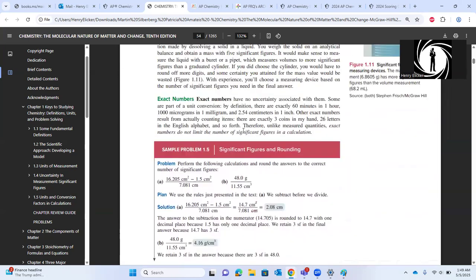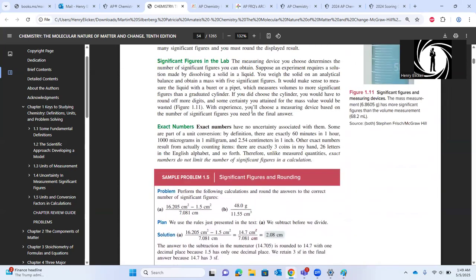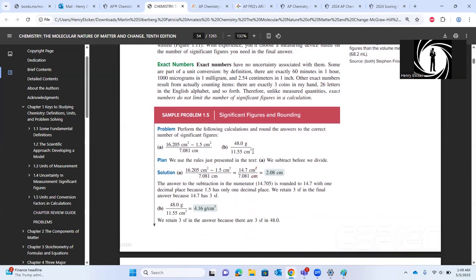Okay. Exact numbers. Sometimes we have no uncertainty associated with them. Those are unit conversions. So when we say 60 minutes in 1 hour, that is exactly 60 minutes for 1 hour. How many centimeters in 1 inch? 2.54. That is exactly known. There is no significance for those. So when you're doing calculations, you cannot base your final answer of significant figures off of those exact quantities.